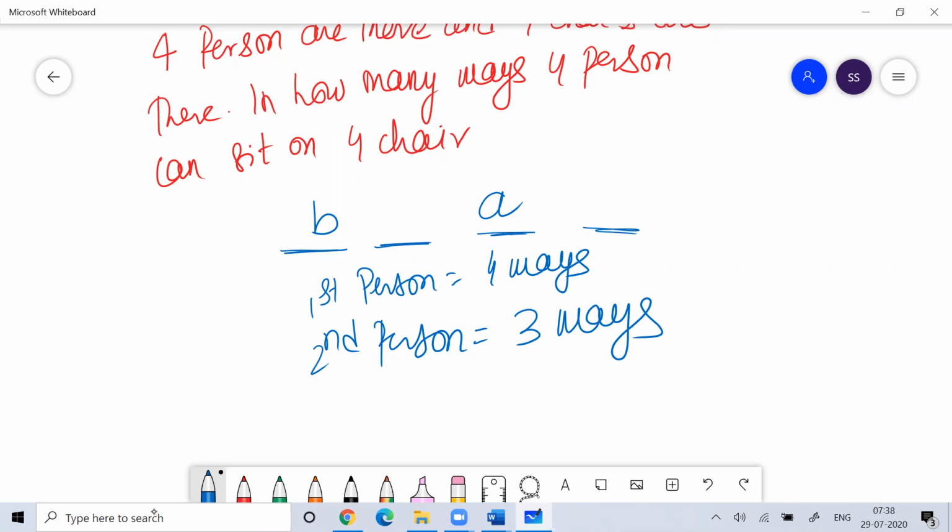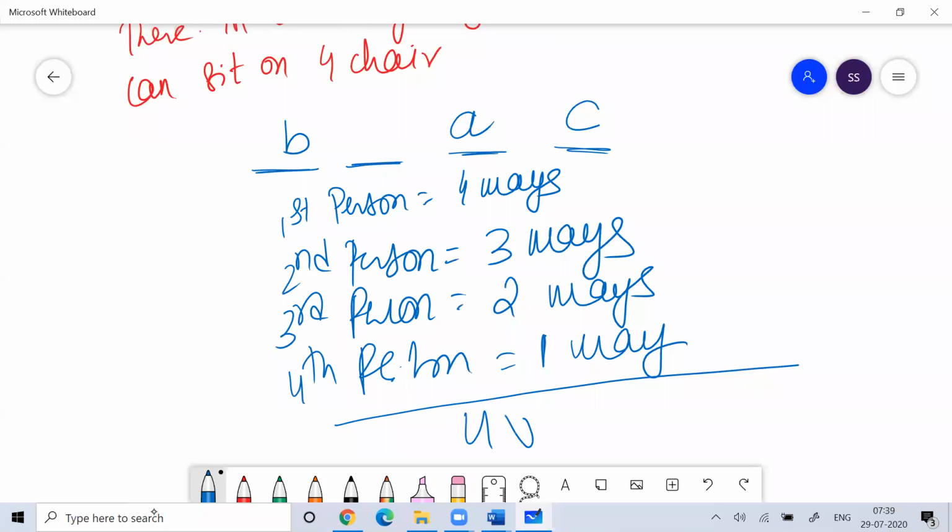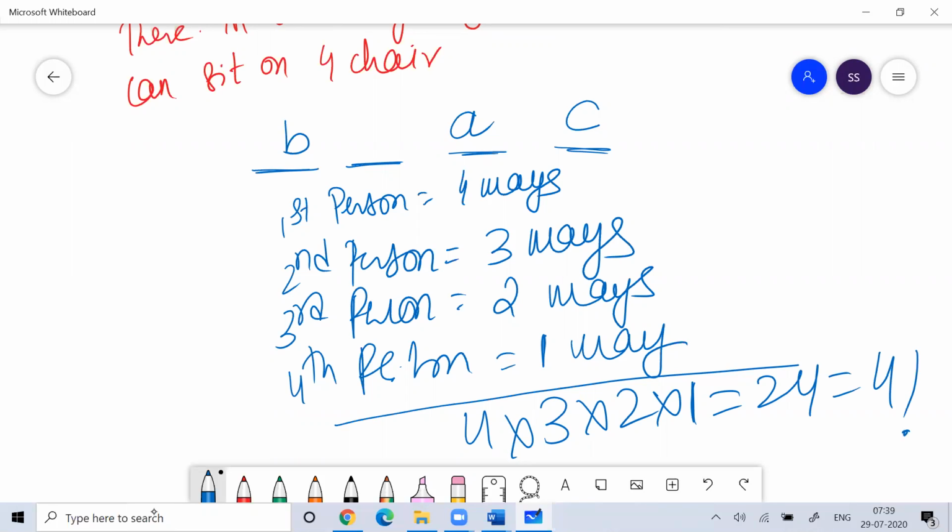Now the third person can sit in any of the 2 ways. For the fourth person, there is no option. Whatever place is left, he needs to sit in that place. So the total number of ways is 4 into 3 into 2 into 1, that is 24. That is 4 factorial.